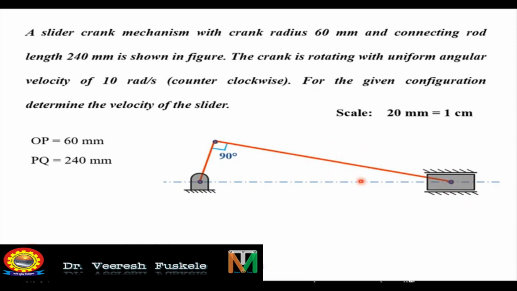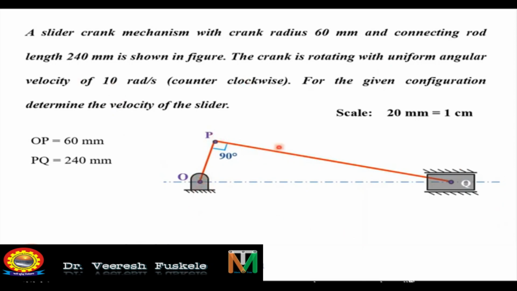This will meet the axis at the point Q, at which the slider will be pivoted. So the crank OP will be rotating at the angular velocity of 10 radians per second. This is the configuration given.